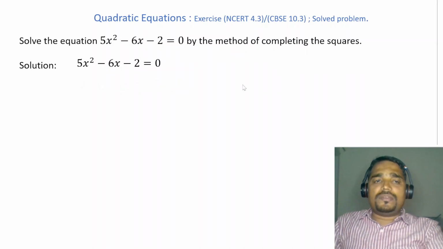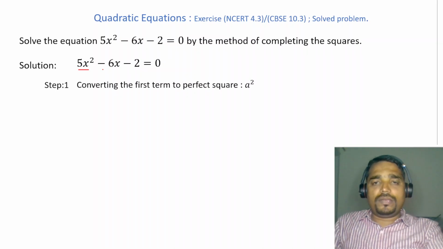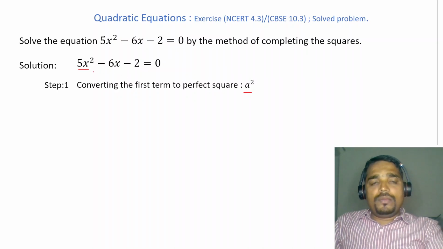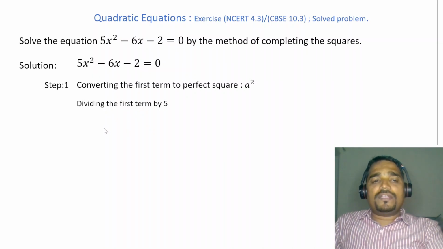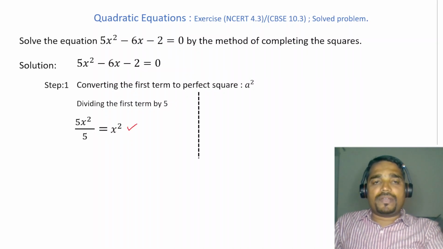Here the first step is to convert the first term 5x square into a perfect square. That is, we want to express it in the form of a square. In order to do that, we can divide the first term by 5, wherein 5x square by 5 would be equal to x square, which is a perfect square. That is, it looks like a square term.